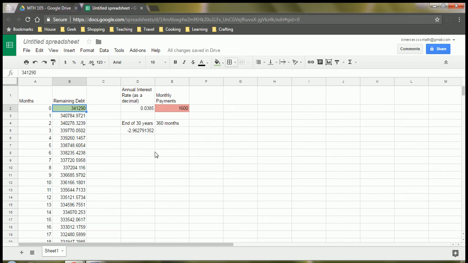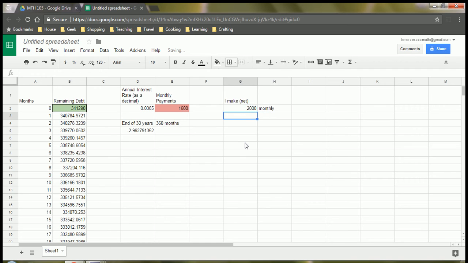Now, there are other things that you can add in. You can add in an additional amount to your payments. So let's say that I make, and this is my net amount, let's say that I make, oh gosh, let's just make it $2,000. And that's monthly.